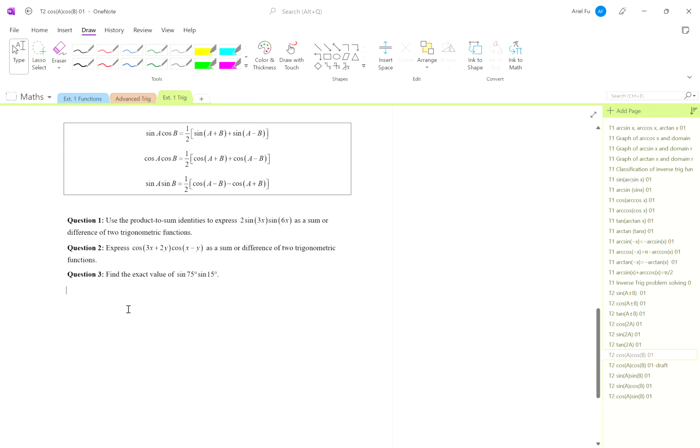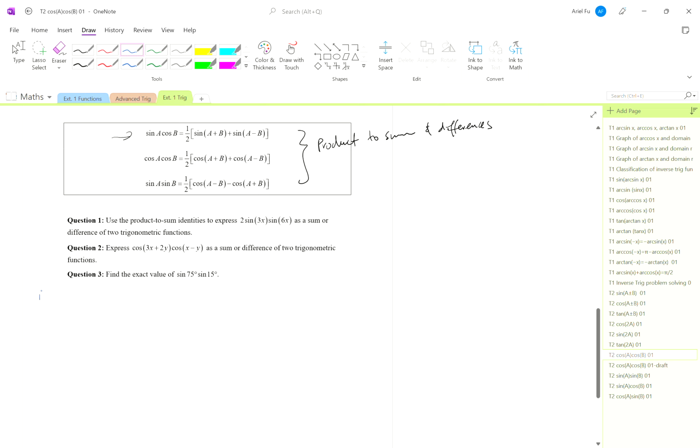Okay, let's look at how to apply the product to sum and difference identities. These are the product to sum and difference identities. Notice that I didn't do a separate one for cosine A, sine B, because literally it's the same as sine A, cosine B. It just has things swapped around. So I only consider 3 things over here.